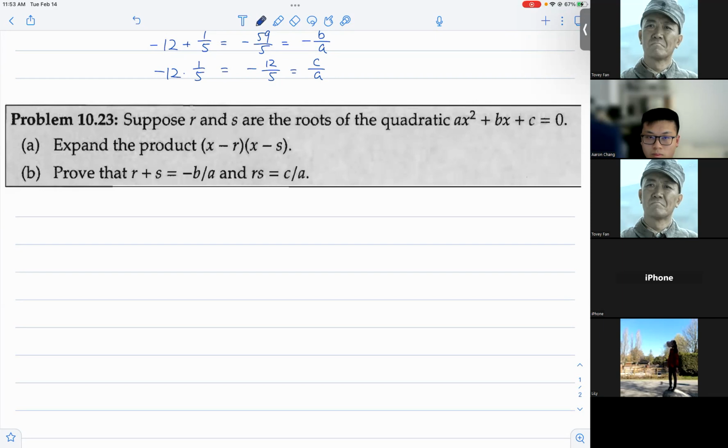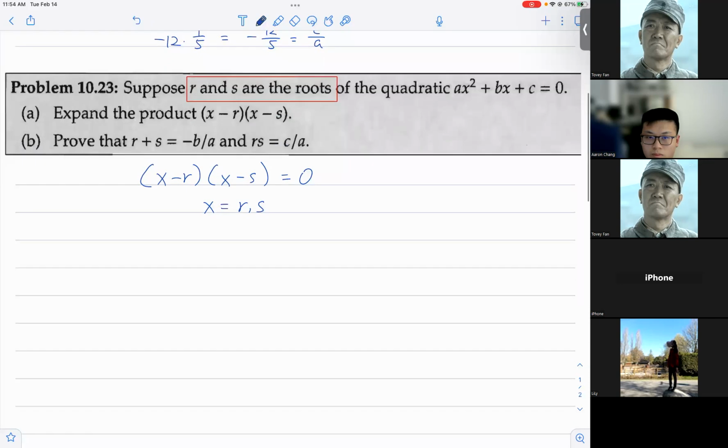Okay, so if we have r and s being the roots, then what are the two factors that will give us these two roots? What are the factors that will give us these two roots? Then that will be question A, right? X minus r and x minus s. So think about this. If you have x minus r times x minus s equals 0, isn't the case that x is going to be r and s? So the roots are r and s.